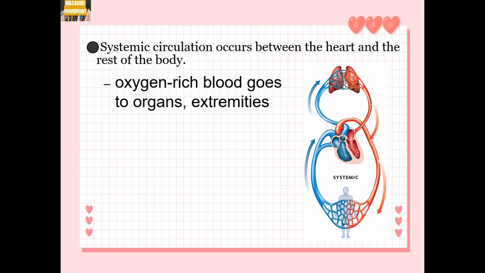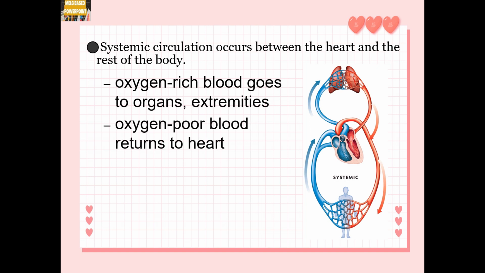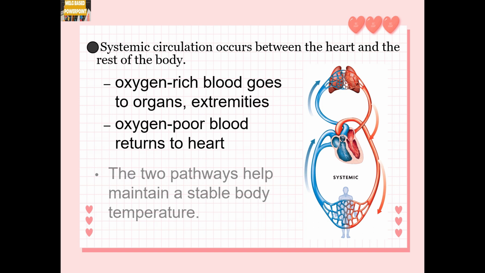Systemic circulation occurs between the heart and the rest of the body. Oxygen-rich blood goes to organs and extremities. Oxygen-poor blood returns to the heart. The two pathways help maintain a stable body temperature.